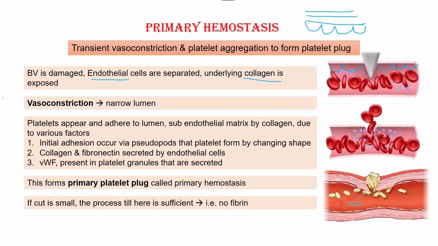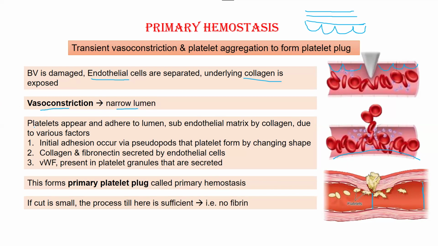Now the first thing the body will do immediately to stop the bleeding is vasoconstriction, narrowing the lumen so that the blood bleeds less. You can see even in this picture there is this curve, or even in this picture you can see the area that is normal, the lumen is broad, and the area that is damaged, the lumen is short. So first thing that happens is vasoconstriction, narrowing of the lumen in an attempt to stop the bleeding.